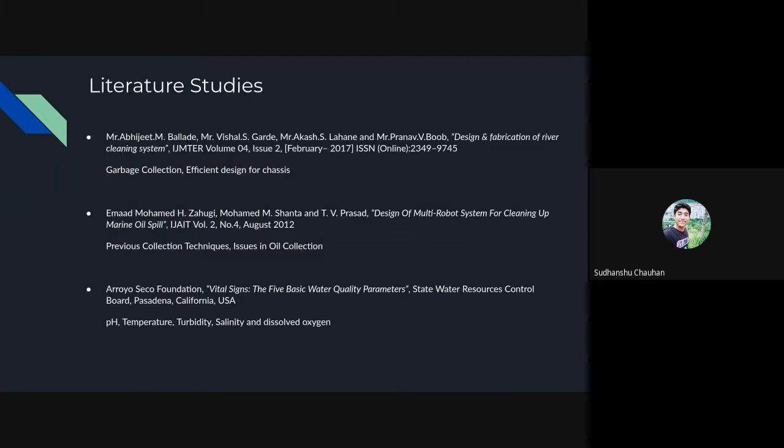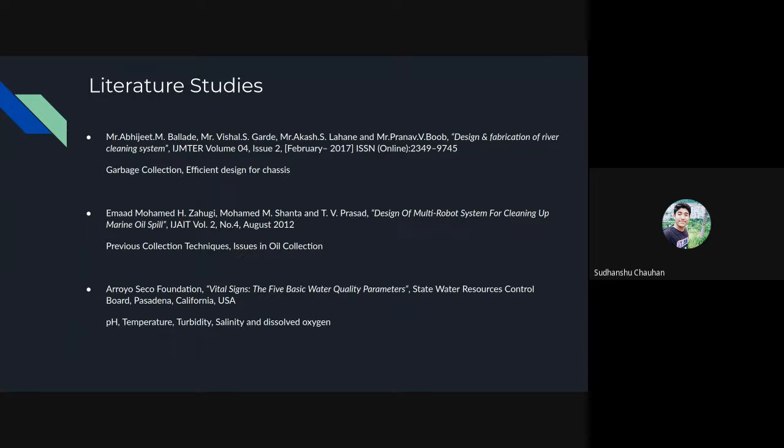So, coming to the literature review, we have three literature sources. The first paper helped us to innovate further on our design as it presented minute details like the efficient design of chassis, material to be used, etc. In the second paper, we had an overview of previous oil collection techniques and discussed the general issues in oil collection. In the third paper, we read some quality measures of water like pH, temperature, turbidity, salinity, and dissolved oxygen. The paper discusses their importance individually and the need to measure their values for adequate water quality.